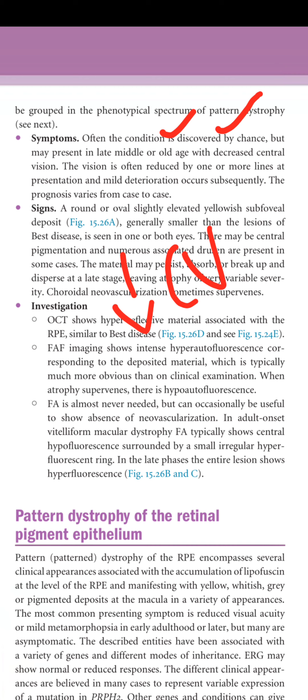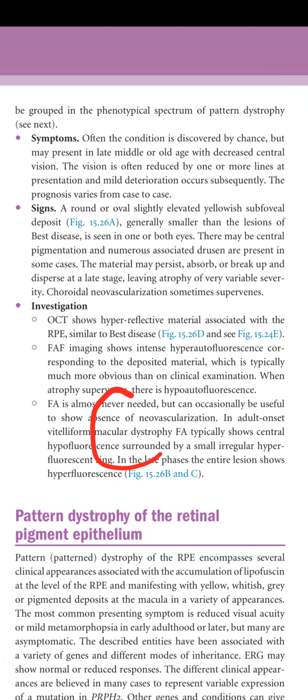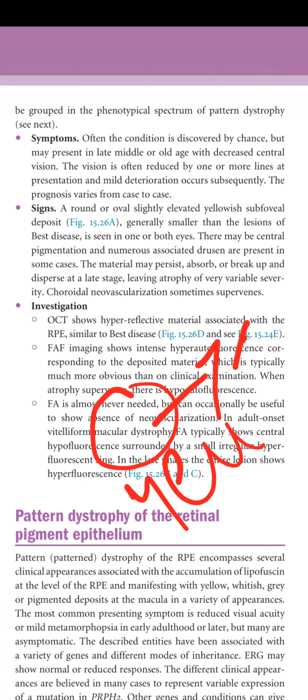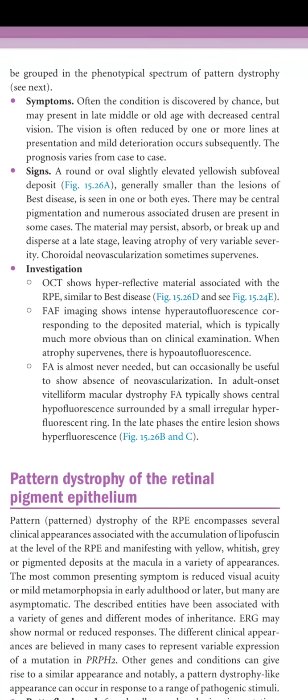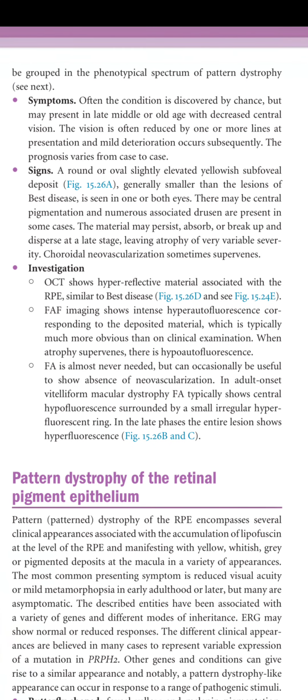So, signs consist of round or oval, slightly elevated, yellowish subfoveal deposits, generally smaller than the lesion of Best disease, seen in one or both eyes. So, there will be a round or oval yellowish subfoveal deposit, and it will be smaller in diameter as compared to Best disease. There may be central pigmentation, and numerous associated drusen are present. In some cases, the material may persist, absorb, or break up and disperse at a late stage, leaving atrophy of variable severity. Choroidal neovascularization sometimes supervenes.